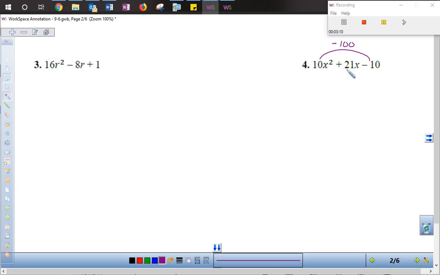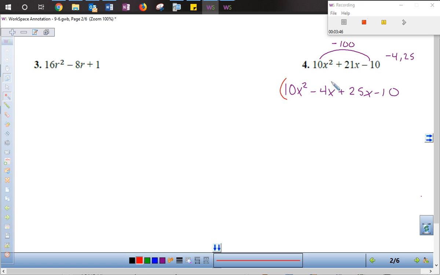So, if you need to, take a second, pause the video, find those factors that multiply together to be negative 100 and add together to be 21. Hopefully you got negative 4 and positive 25. So now I can rewrite my expression. 10x squared minus 4x plus 25x minus 10.